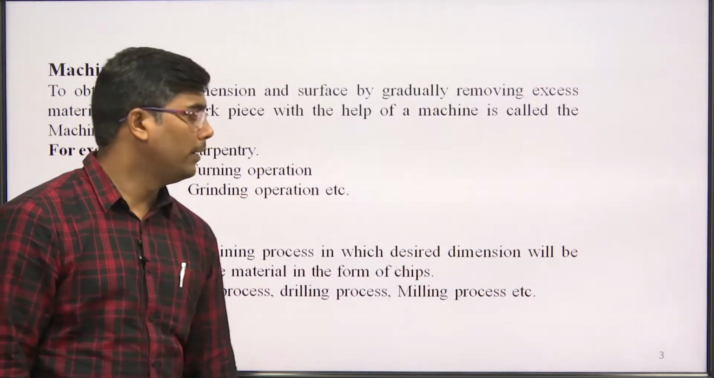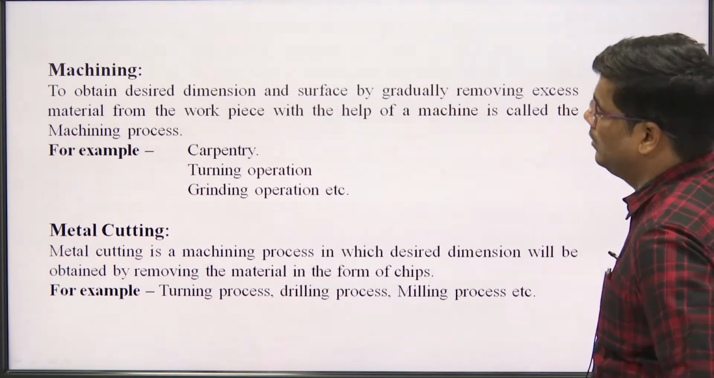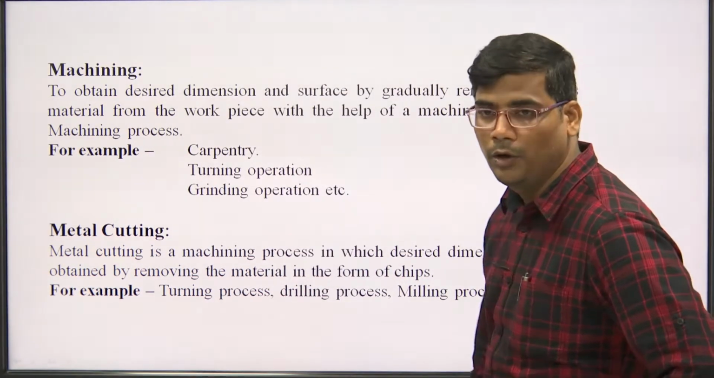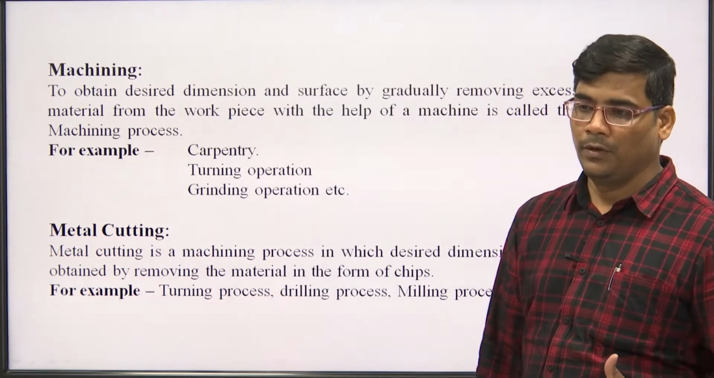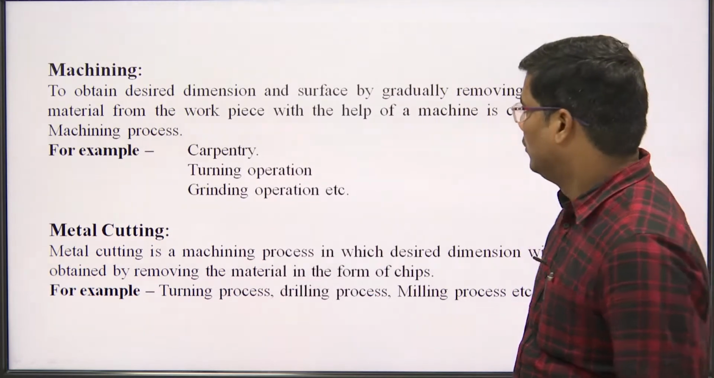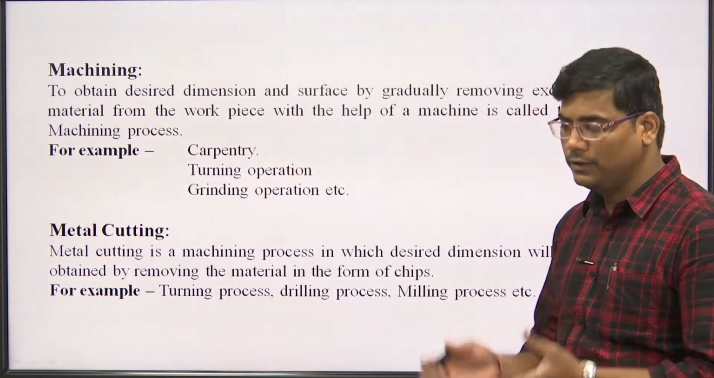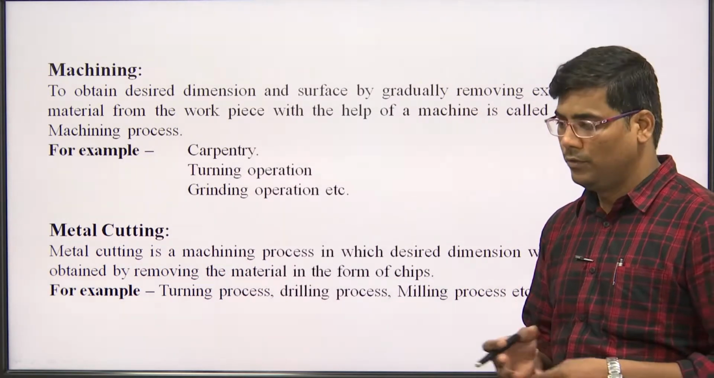First we discuss metal cutting and machining. What is machining? Machining is a process in which we obtain the desired dimension, shape and size from the raw material. So it is known as machining. It can be casting, a turning operation, or a grinding operation.